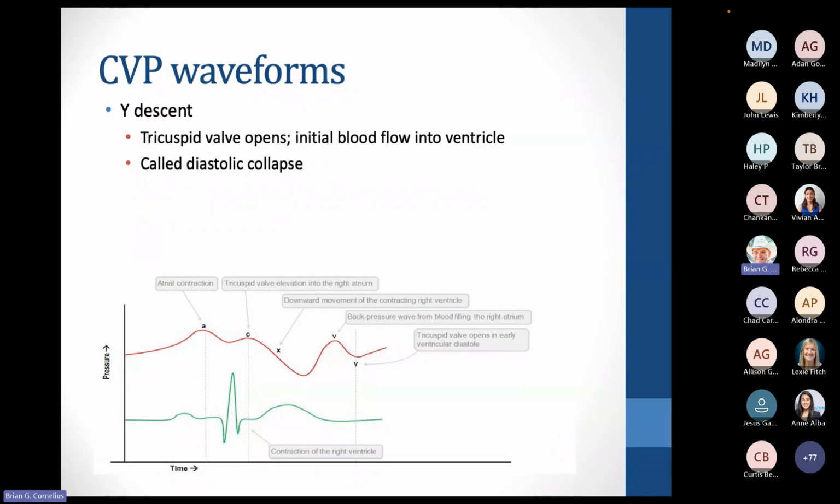And then your Y descent is the tricuspid valve opening, where you start to get your blood dropping down into the ventricle. You may call this diastolic collapse. You may call it your Y wave. These are the ones that are really hard to see sometimes. Usually your A wave is pretty clear. Your X wave is pretty clear, but the V and the Y are hard to see sometimes.